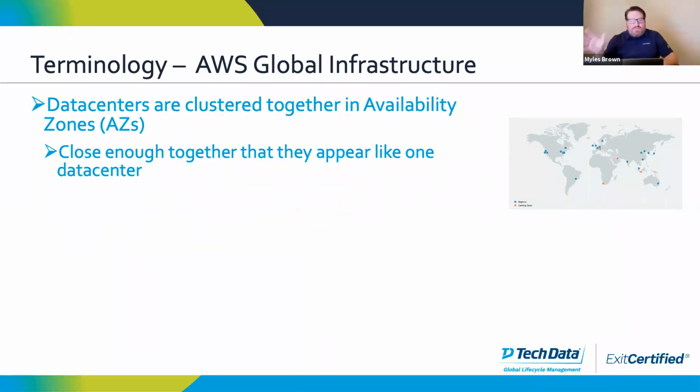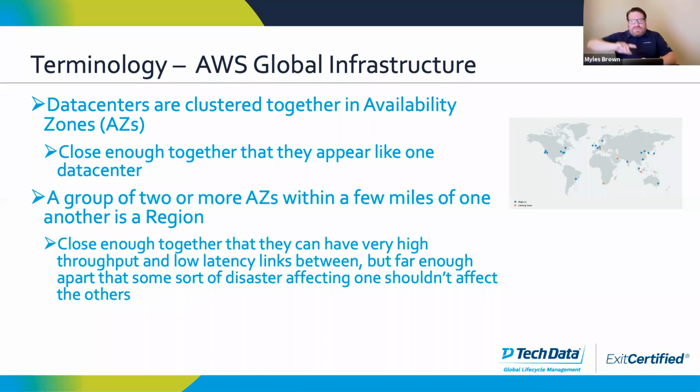And so, for many of you that have been playing with clouds, you're probably familiar with these terms, right? If you look at the AWS global infrastructure, they have a bunch of data centers, and they're generally clustered really close together. They call that cluster of data centers an availability zone. So for the rest of this webinar, I might say AZ, think, okay, that's a cluster of data centers so close together that they sort of appear as one.